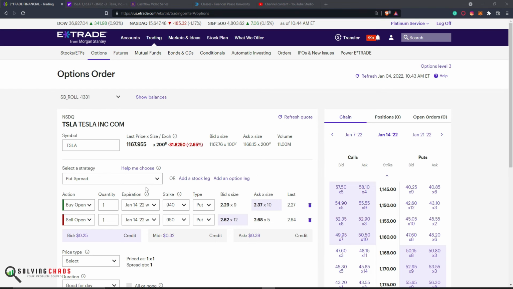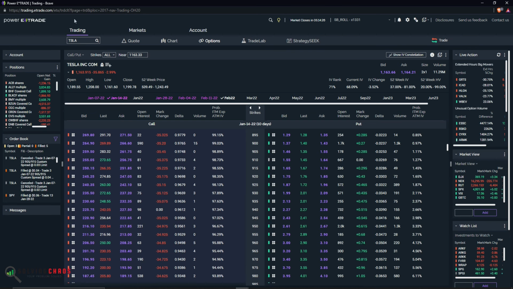So I put in a particular put spread here. I picked the date for next Friday. And then I just picked 2 random strike prices. So let's take a look at what the odds will look like. And I just loaded up the Power E-Trade, and this is what it's showing me. I punched in Tesla. I made sure I select the right day. That's 10 days to expiration. And a 950 is showing me a -4 delta. The probability of that happening is 3%.